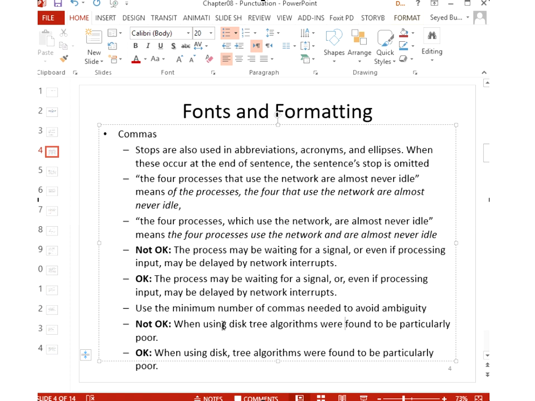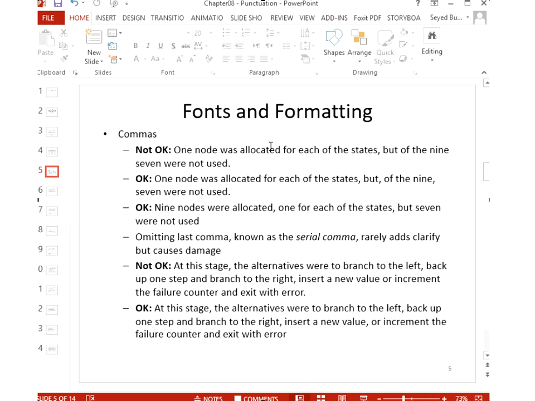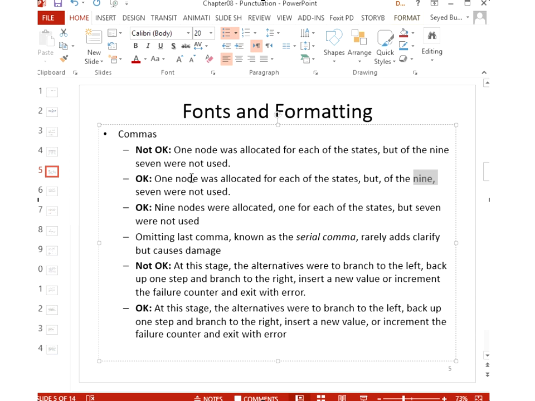Here is an example: when using disk tree algorithms. Do you mean disk tree algorithms? Is there something like a disk tree algorithm? Basically, you should write, when using disk, tree algorithms. So there is nothing like disk tree algorithms. Another example: one node was allocated for each of the states, but of the 9, 7 were not used. If you say of the 9, then you put a comma, then say 7 were not used. Or you can rephrase it: 9 nodes were allocated, 1 for each of the states, but 7 were not used.